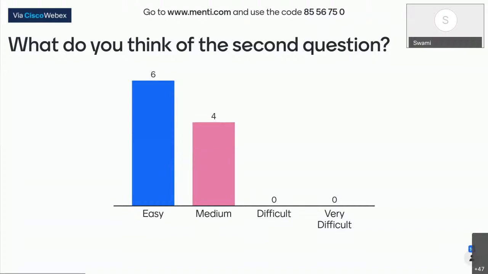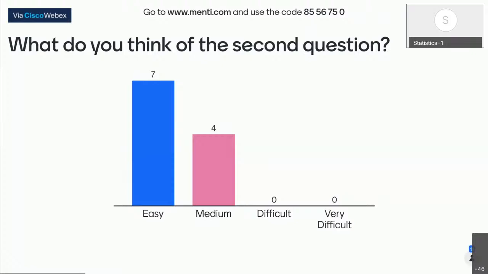Correct. So the total number of ways will be n-2, and there is only one way to select the triplet containing 2, 3, 4. So that's why it is correct. Thank you, Swaminathan. Thank you, sir.